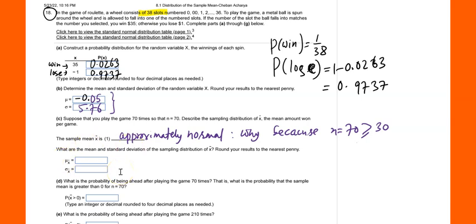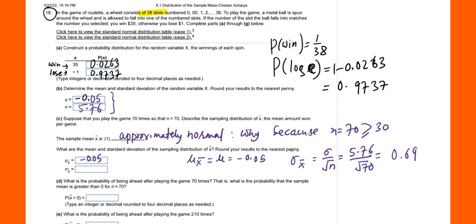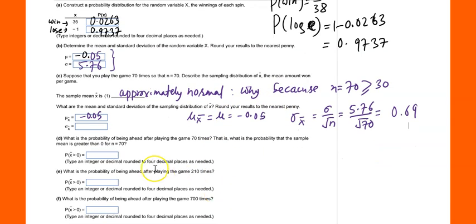What is mu x bar? Remember that mu x bar is the same as mu, which is negative 0.05. That's good to put here. And what is sigma x bar? Sigma x bar equals sigma divided by the square root of n. Sigma here is 5.76, which we found, over the square root of 70. We use a calculator, rounded to the nearest penny. That means 2 decimals, which gives you 0.69.